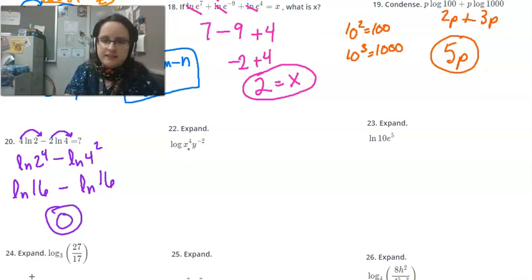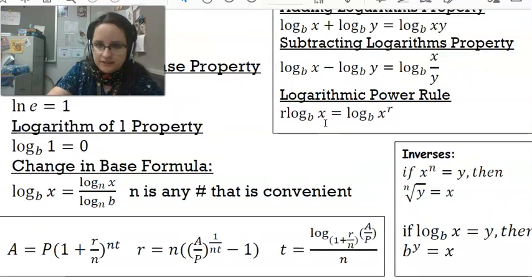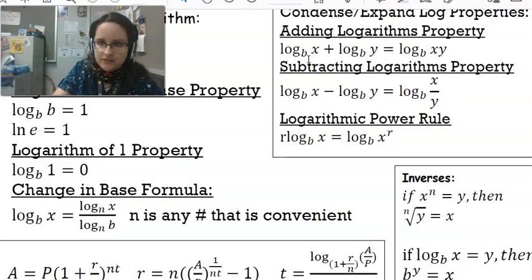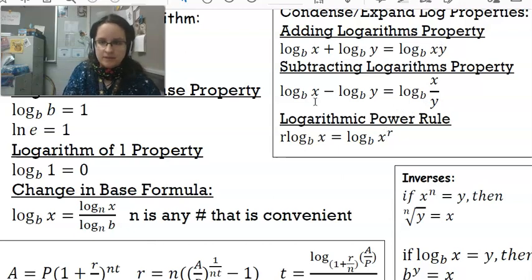Expand log of x to the 4th, y to the negative 2nd. So now we're going to be doing the opposite for each of these. So instead of starting on the left side of these properties, we're going to be starting on the right side of these properties. Remember, the bases still have to be the same when you're rewriting this.